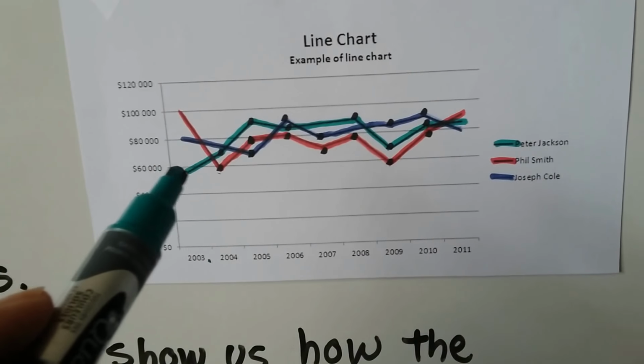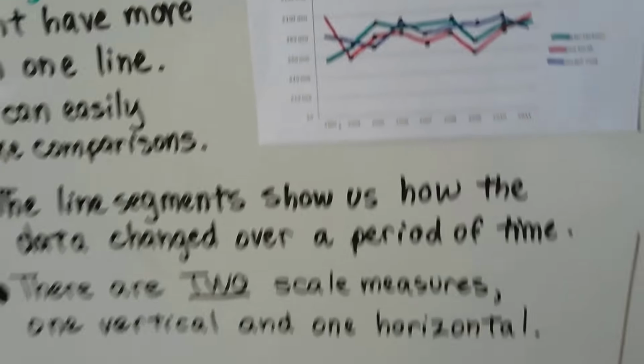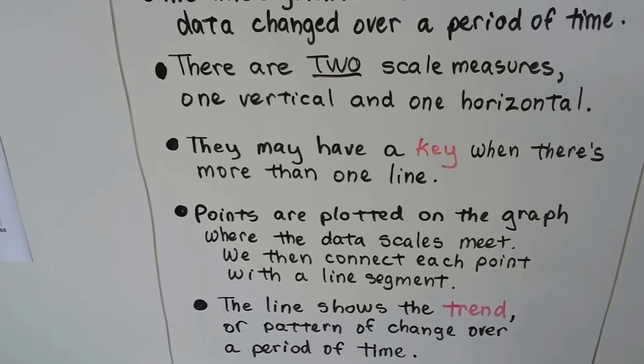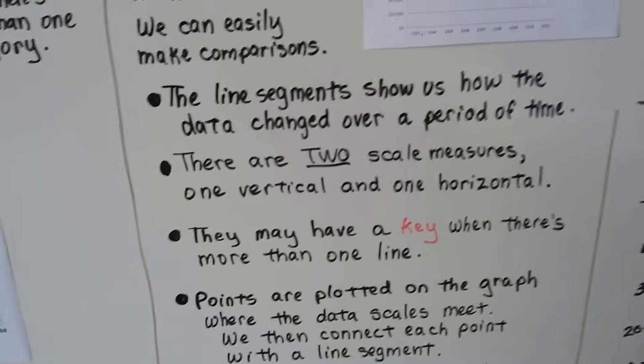And then we do the same thing with Phil and with Peter. And we connect their line segments. And the line shows the trend or pattern of change over a period of time. So we can see how they did, okay?